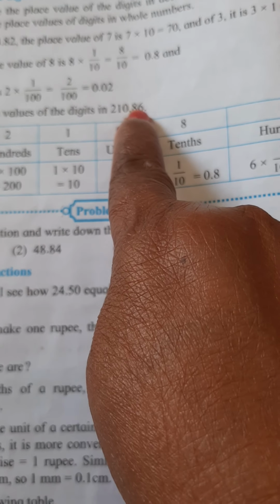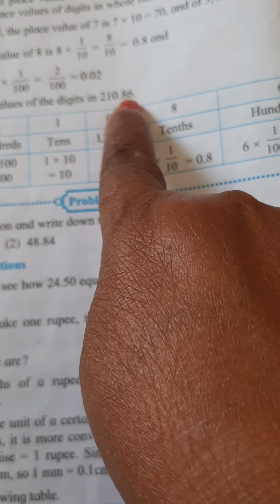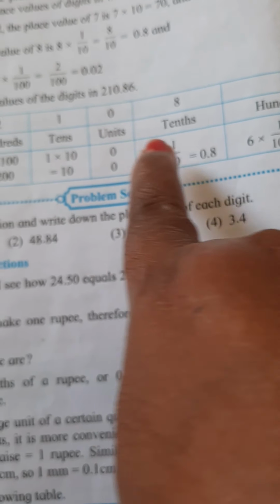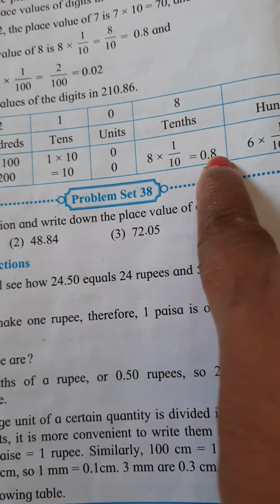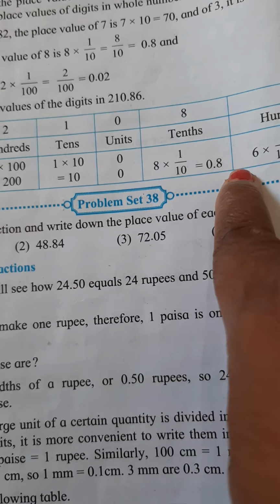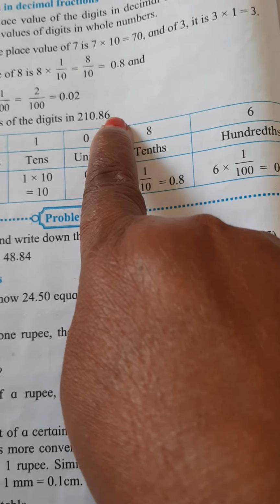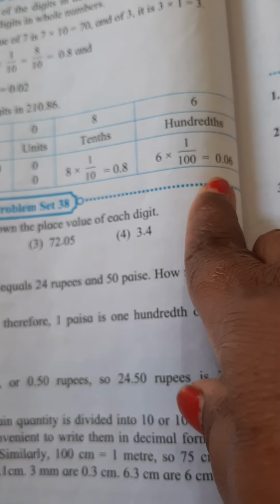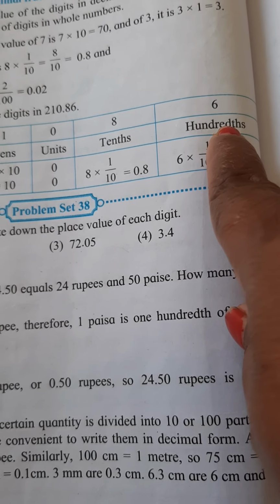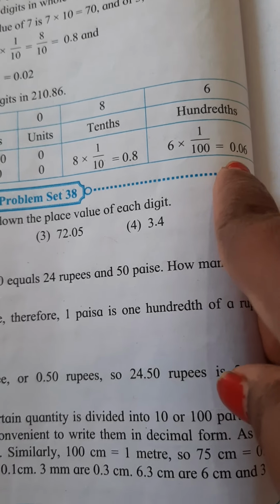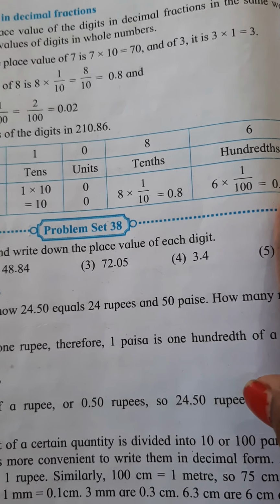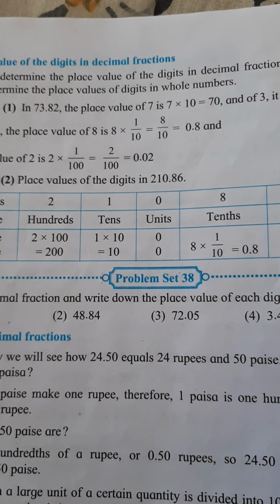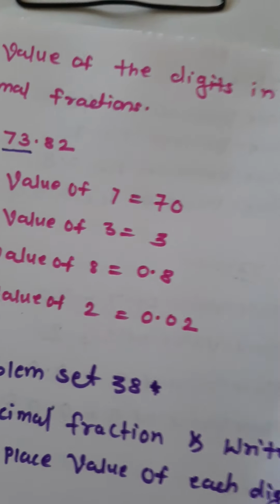Now let's observe this 8. This is present after the point, first digit, that is called tenths place, and its place value is written as 0.8, after the point first, so 0.8, it is called tenths place. Then 6 is present second after the point, that place is called hundredths, so it will come like this, 0.06. I will explain you how to write the place value of decimal fraction with one more example.